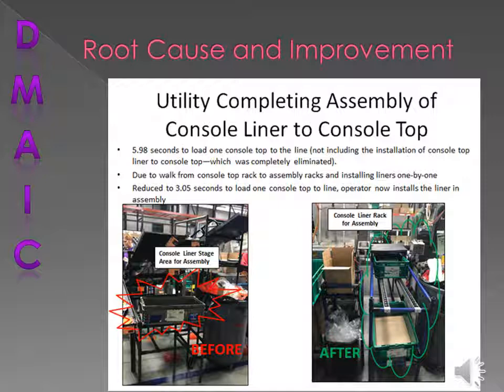So basically what I did is I made another rack, and now the utility operator is just loading the totes from the molded WIP into a rack, and it's available for the assembly operator to use in their processes. So doing this, I was able to reduce the console liner, I guess, to about 3.05 seconds to load 1 bin of console tops to the line. So that was pretty great.